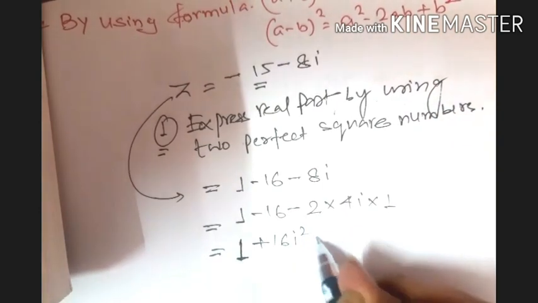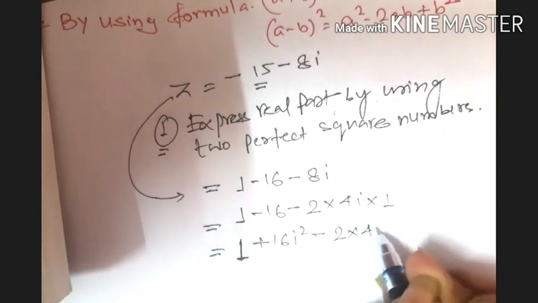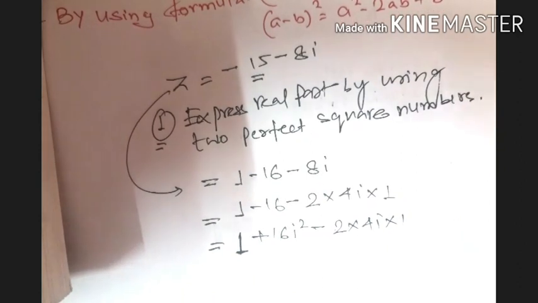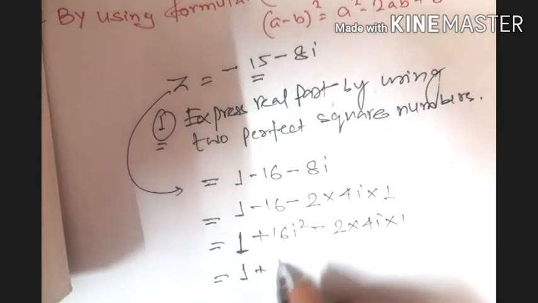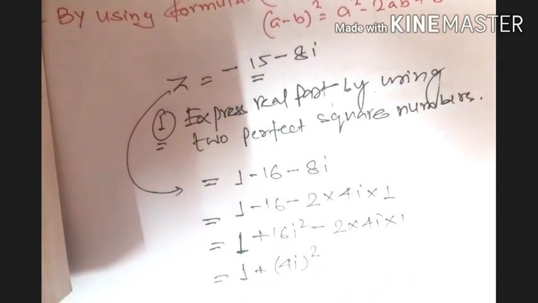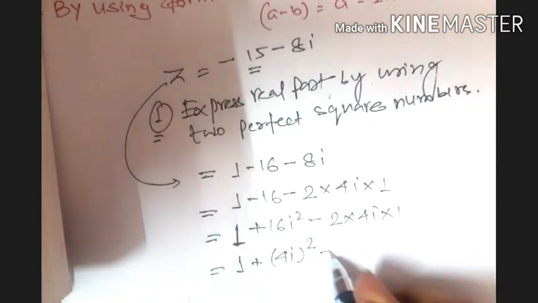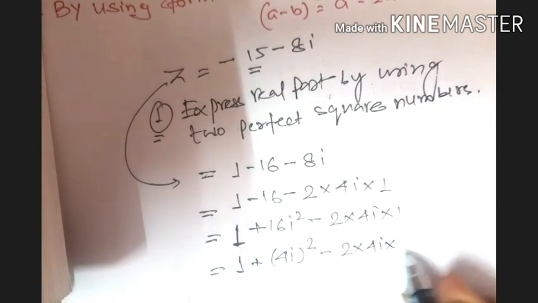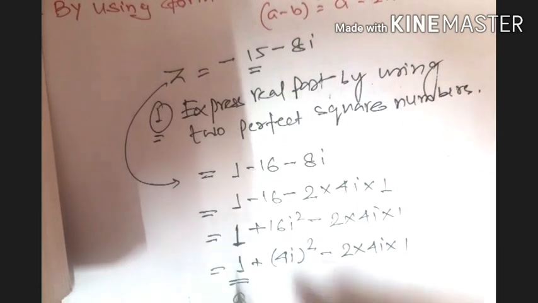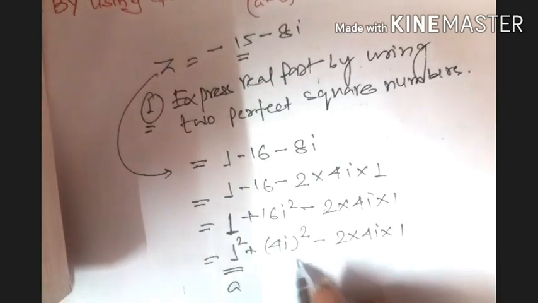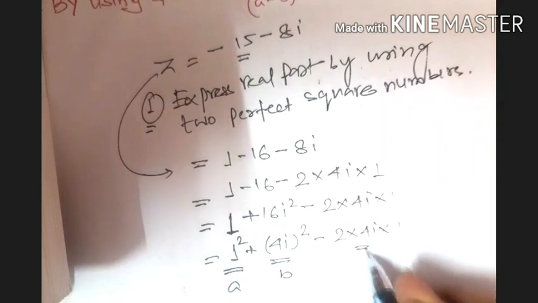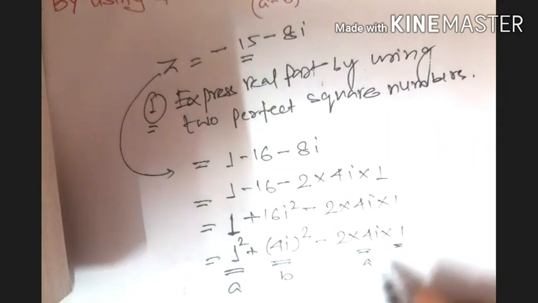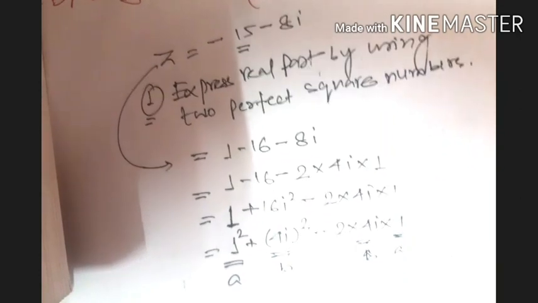Okay, and the thing is same here also. So that is 16i square, which can be written as 4i whole square minus 2 into 4i into 1. Now you can see 1 means 1 square, this is a, this is b, or this is b, this is a, doesn't matter.